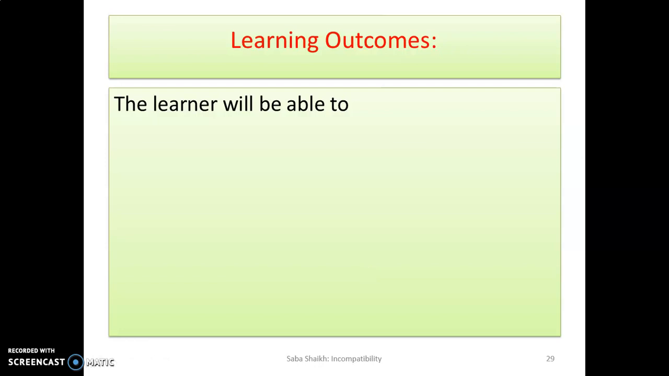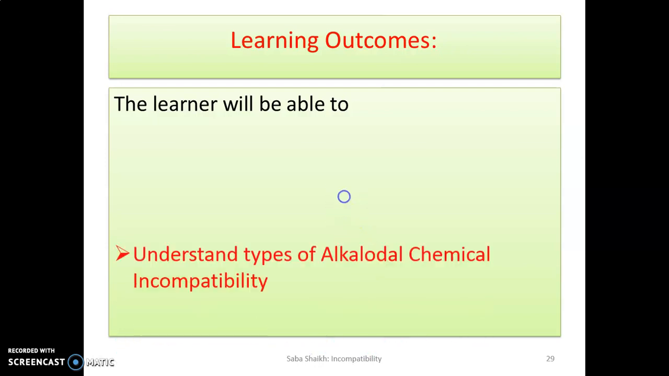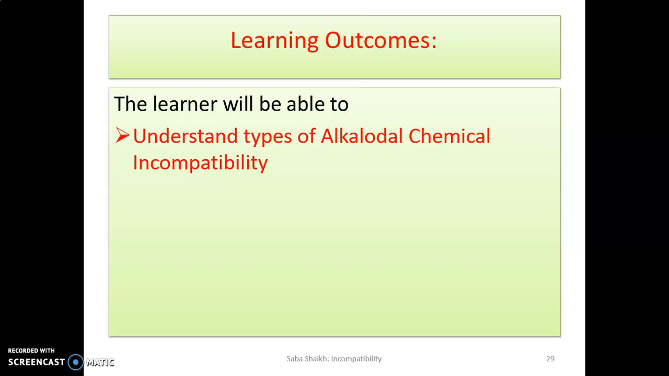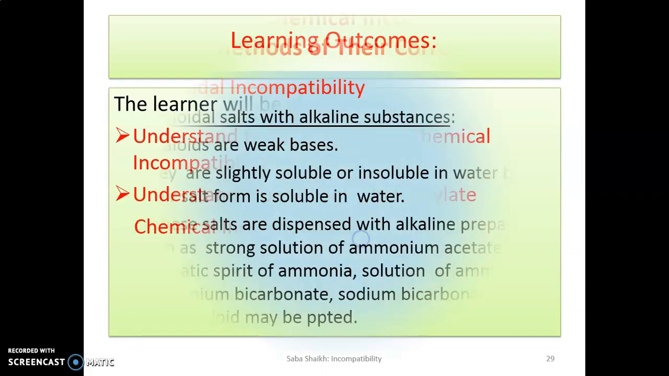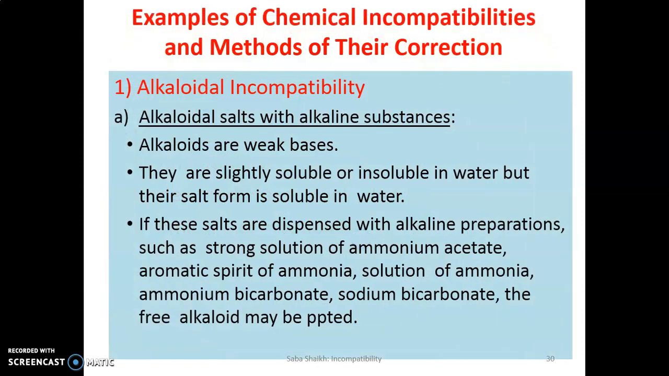Learning outcomes of today's session. The learner will be able to understand types of alkaloidal chemical incompatibility and understand types of soluble salicylate chemical incompatibility. Let's start with the session. Example of chemical incompatibilities and method of their correction.